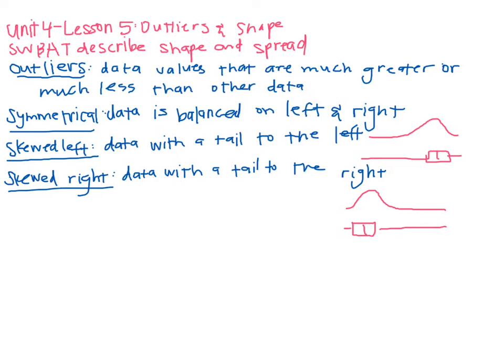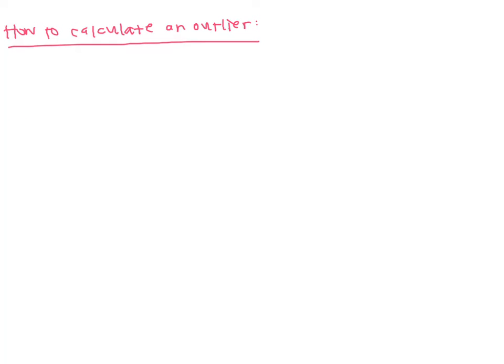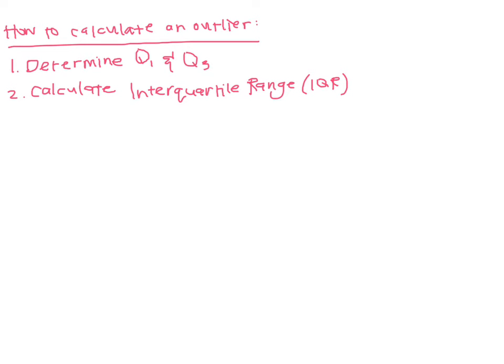So let's move on and find out how to calculate an outlier. The first step to calculating an outlier is to determine the first and third quartile. I've abbreviated first and third quartile with Q sub 1 and Q sub 3. That means first quartile and third quartile. Next, I need to calculate the interquartile range, or the IQR. We learned this in our last lesson, and as a reminder, that's done by doing quartile 3 minus quartile 1.